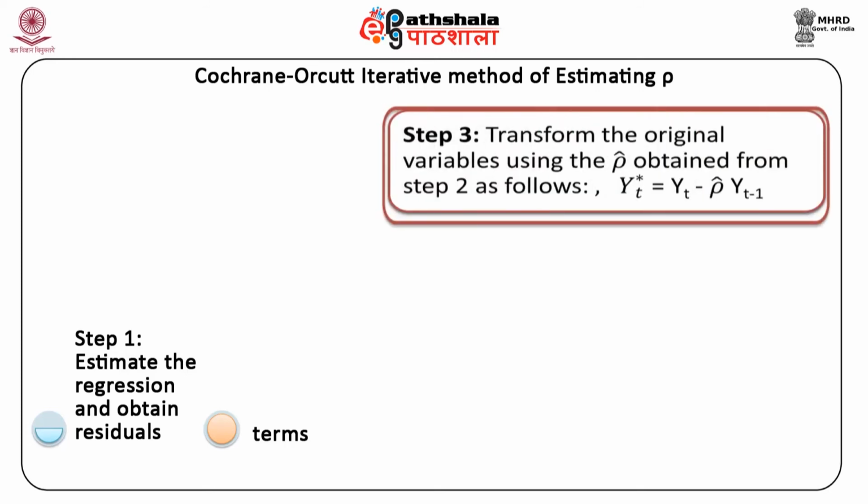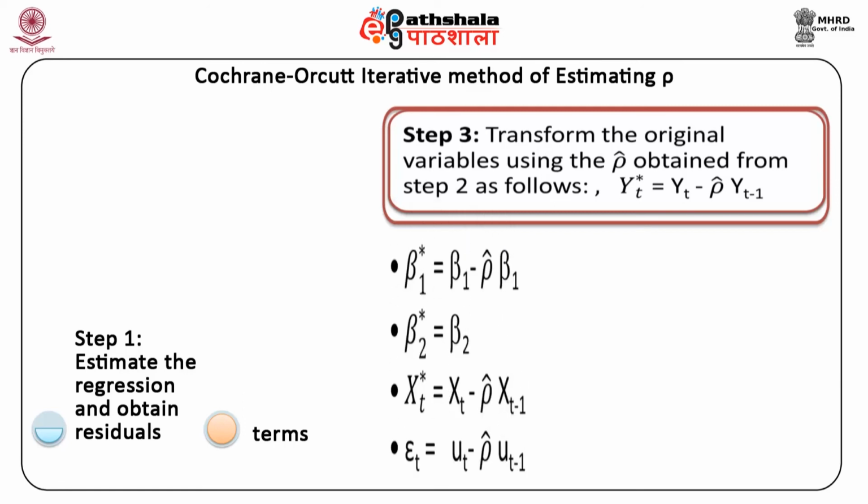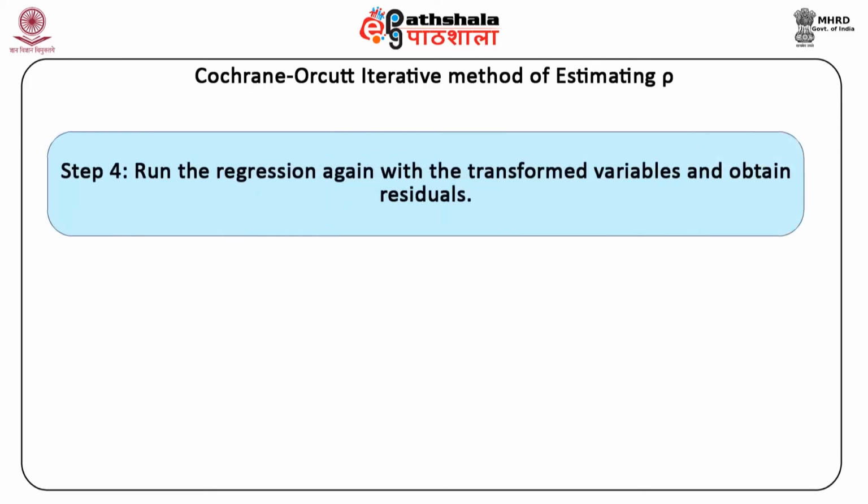The third step is to transform the original variables using the rho hat obtained from step 2 as follows. We have y t star equal to y t minus rho hat y t minus 1. Similarly, beta 1 star is equal to beta 1 minus rho hat beta 1, beta 2 star is equal to beta 2, and x t star is equal to x t minus rho hat x t minus 1. Epsilon t is equal to u t minus rho hat u t minus 1. Step 4, run the regression again with the transformed variables and obtain residuals. So y t star is equal to beta 1 star plus beta 2 star x t star plus epsilon t.